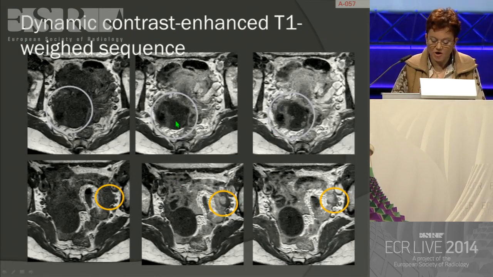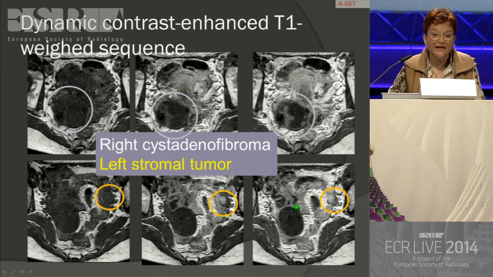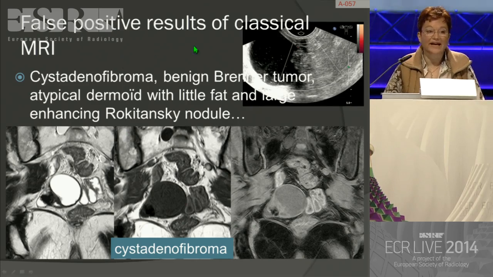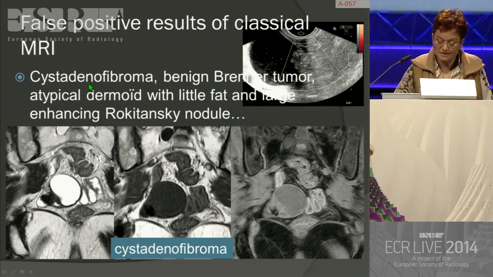Here you can see the uptake of this portion, which is the solid portion of the cystadenofibroma, which is uptaking much less than the uterus. But here, in this little mass, the uptake is very strong as the uterus, so it looks like it's cancer. However, it was a benign stromal tumor, like a tecoma, so that can happen. The false positive results of MRI and ultrasound are cystadenofibromas, benign Brenner tumors, or sometimes atypical dermoid with little fat and large enhancing Rokitansky nodules.